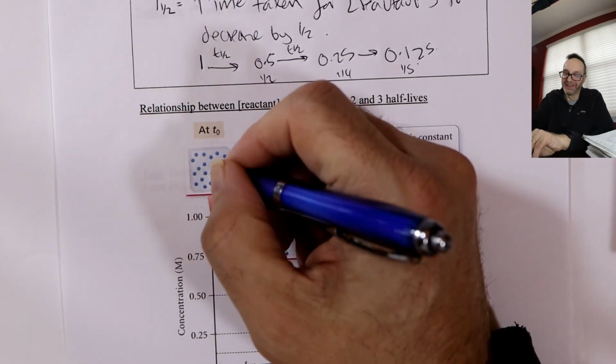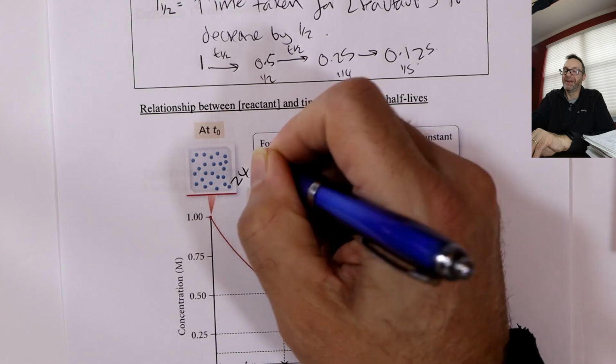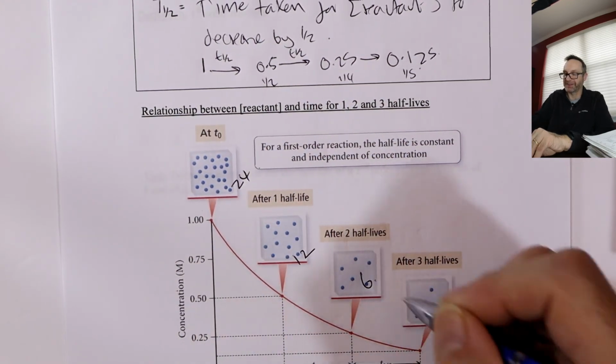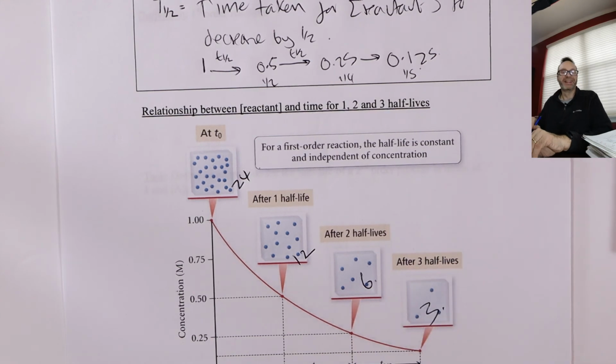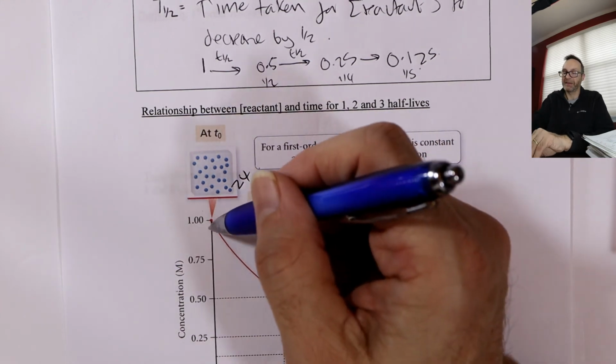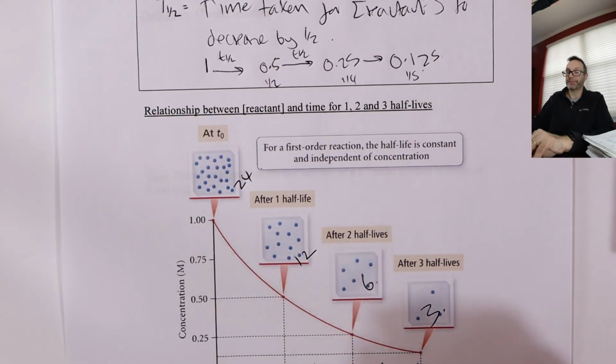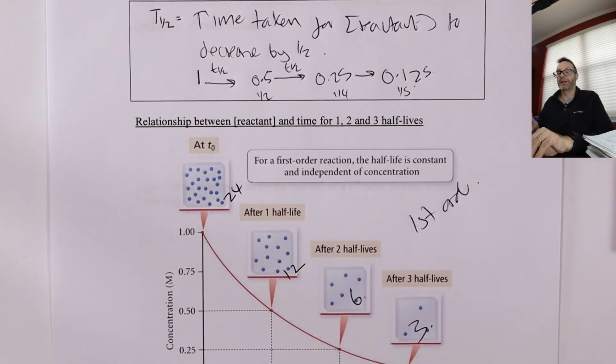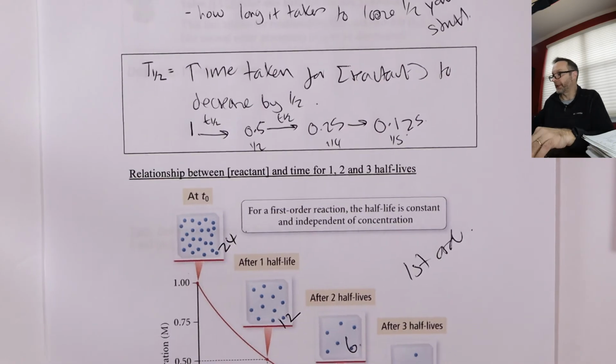If you count up all the little dots, there's 24. After 1 half-life, I've got 12. After another half-life, I've got 6. After another half-life, I've got 3. So that's first order decay. So these are half-lives for first order.